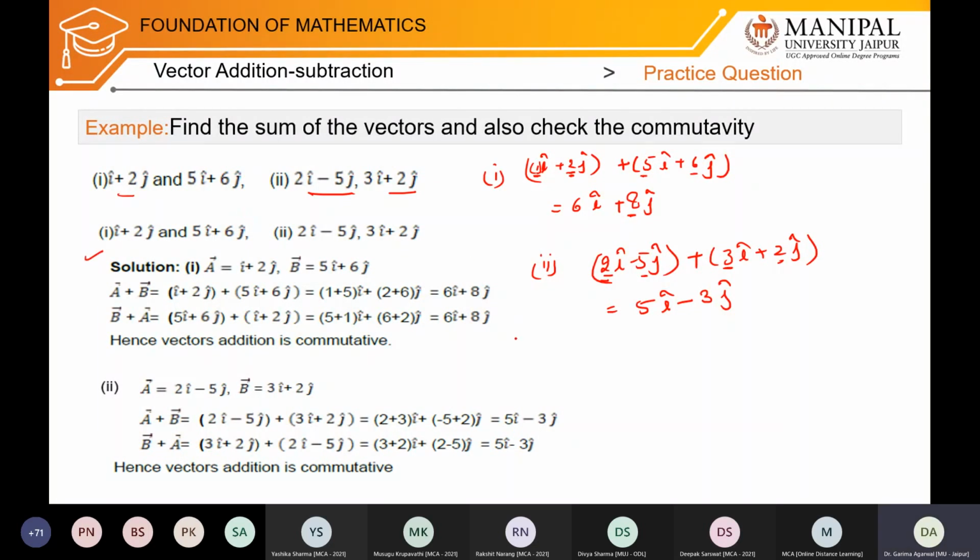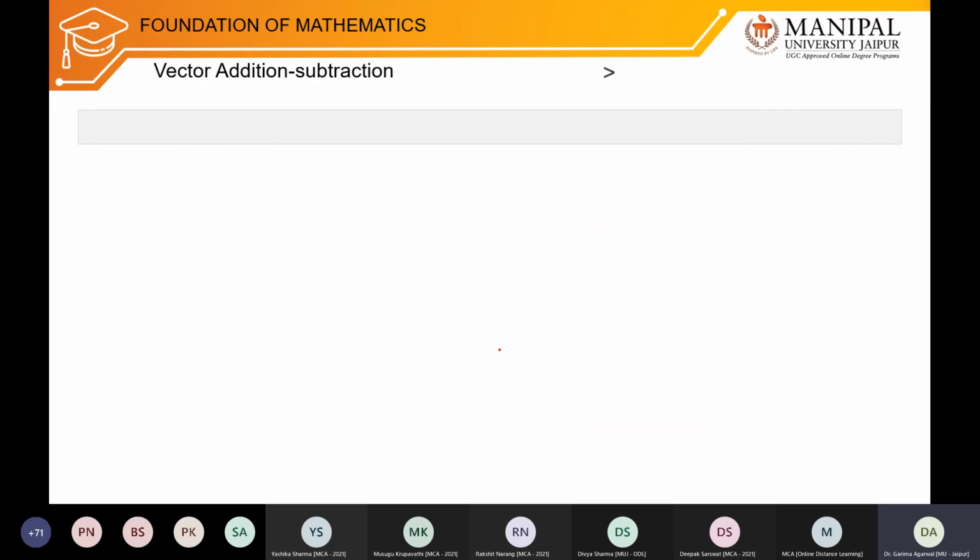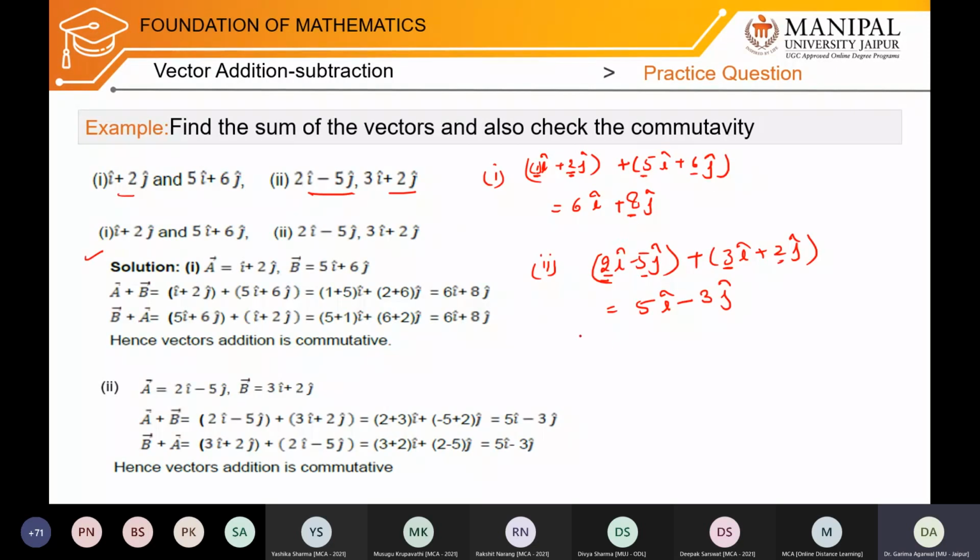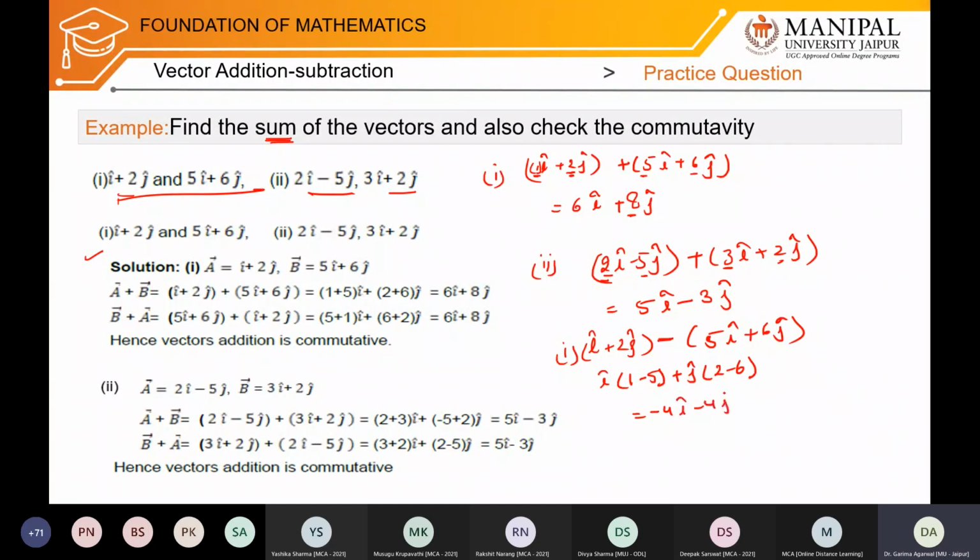In a similar manner, we can find the subtraction of the vectors. Let me explain the subtraction of vectors here also. Although the question is asking for addition only, I need to explain the subtraction of vectors. So i plus 2j minus 5i plus 6j, right? So again, the coefficient of i is 1 minus 5 and the coefficient of j is 2 minus 6. So minus 4 i cap minus 4 j cap.